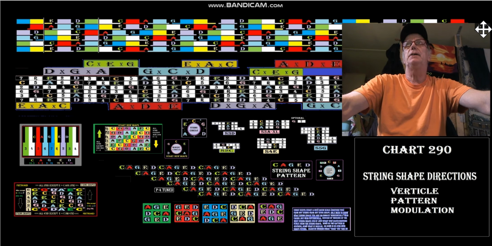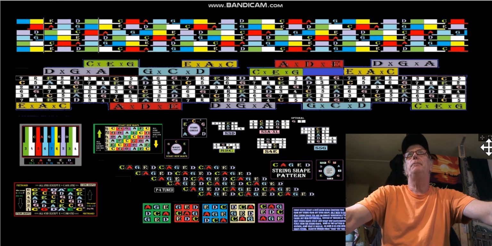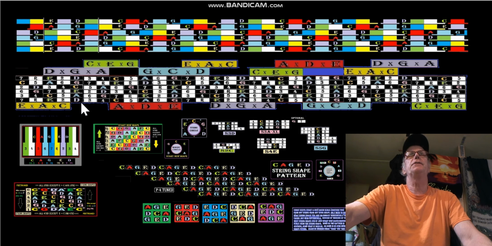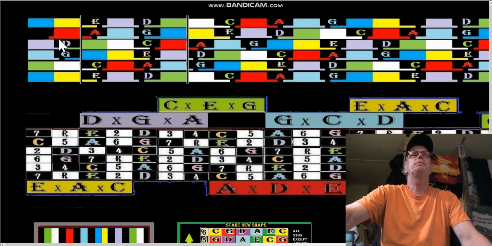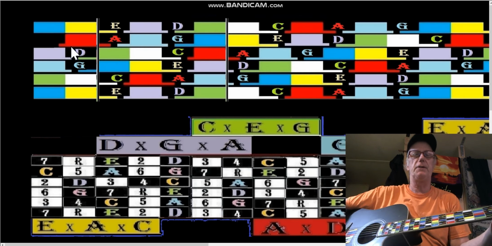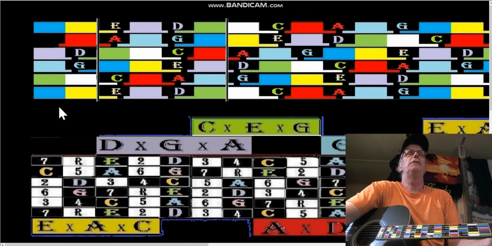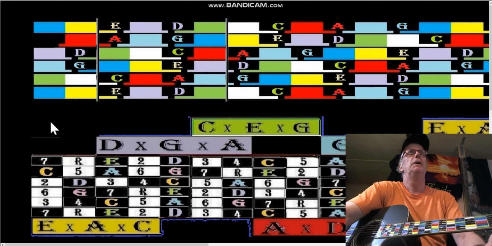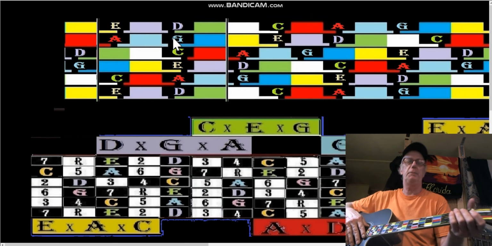Looking again at chart 290, string shape directions, vertical pattern modulation. I really want to just look at this keyboard here. Up here is pretty much what my guitar is about. I'm down tuned, down to C tuned, right? So this is kind of a hidden fret. It's not really there. If I were to get some black on my palette and put that there, that's pretty much what I have on my guitar.